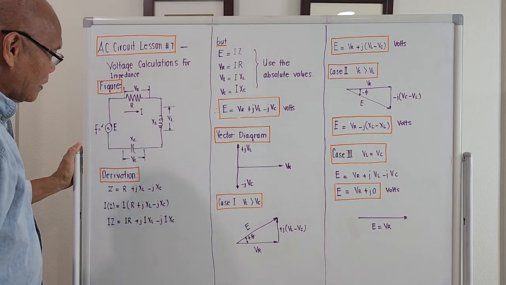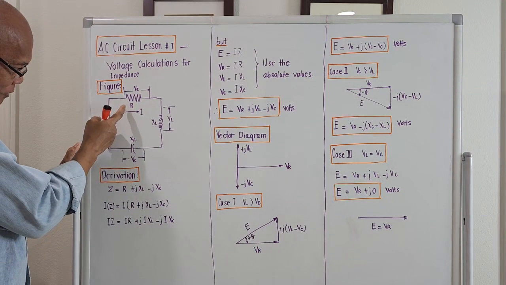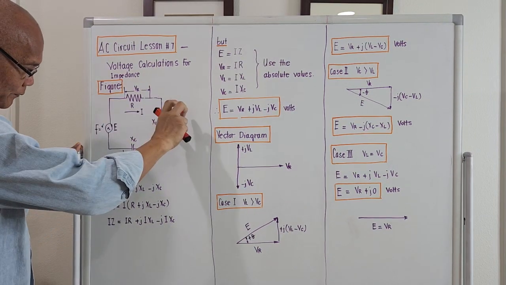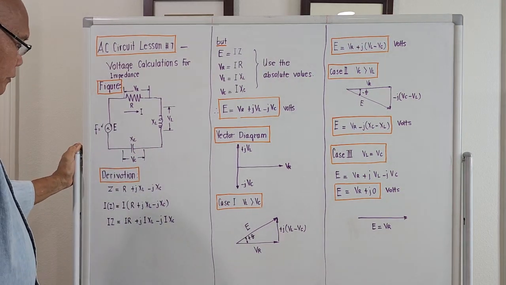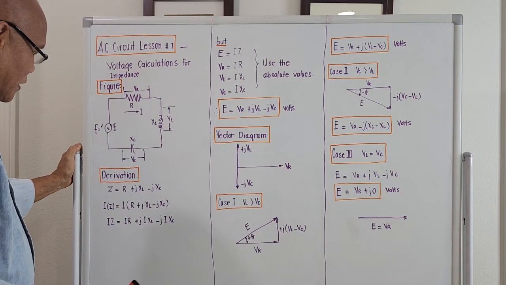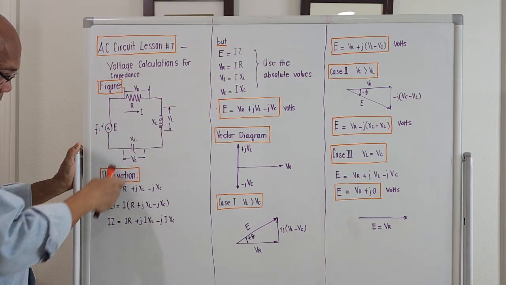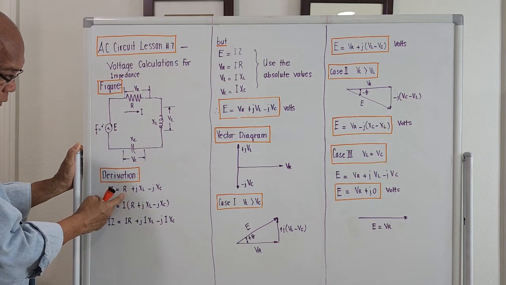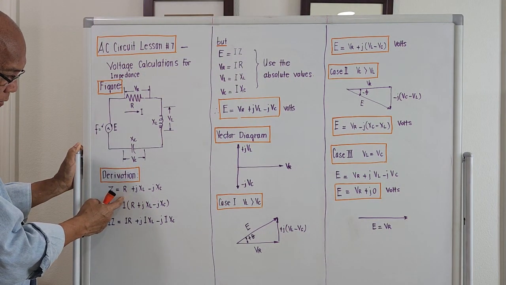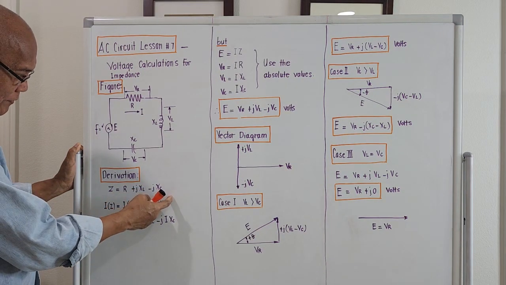Okay, let's proceed. We will derive the relation of E with respect to the voltage across the resistance, inductance, and V sub C. To derive the equation, if we take the total impedance of this, Z is equal to R plus jX sub L minus jX sub C.